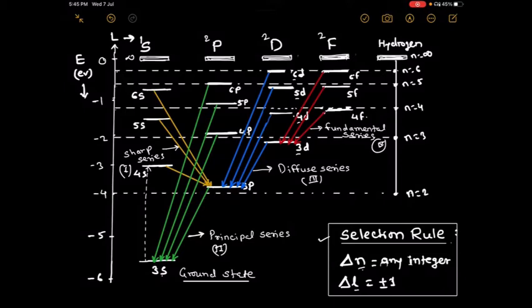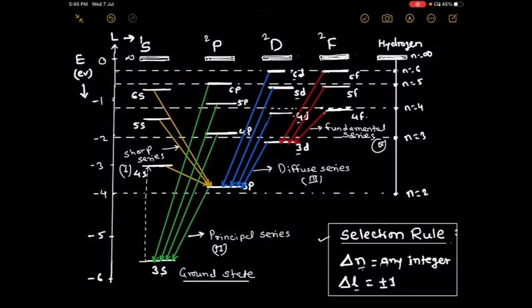Principal series: in the principal series all running states are P states, np, with n starting from 3 up to infinity, ending on the lower common limit 3s. That series is the principal series. Hence n in that case should be taken as 3, 4, 5 and so on. Similarly, this is shown by the green line.